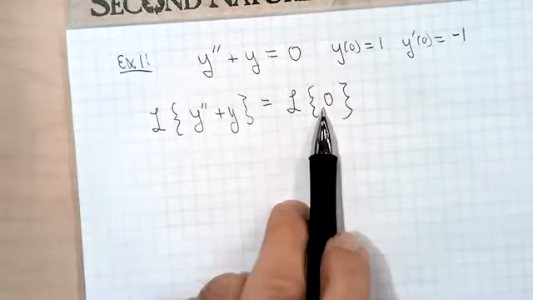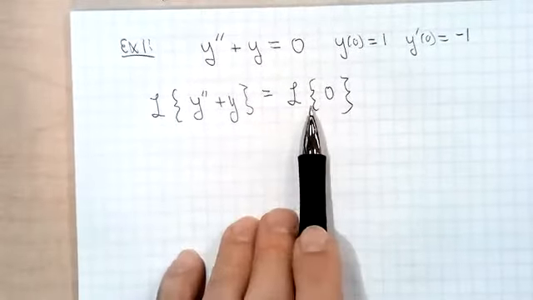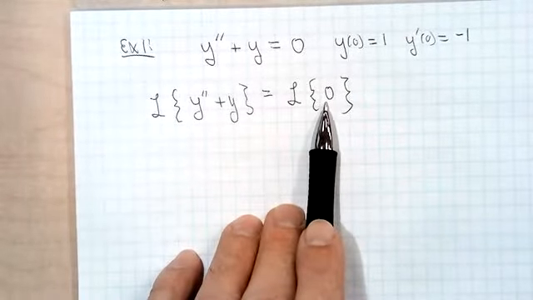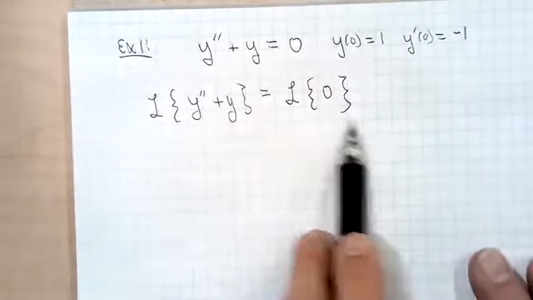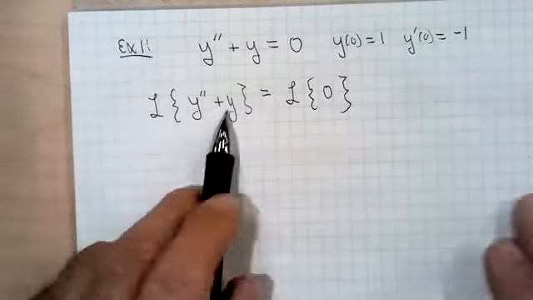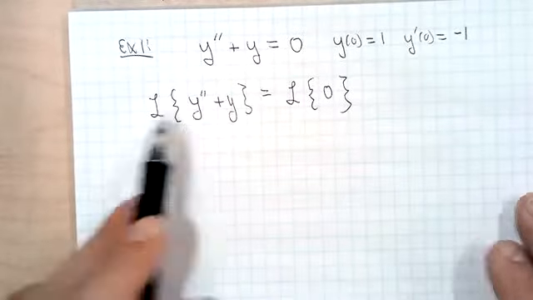Now this, of course, is pretty simple. When you take the integral of e to the minus st times 0, it doesn't matter what the limits are, you're going to get 0. So the right-hand side is still going to be 0, but y double prime, I need to deal with that. So I have a formula.